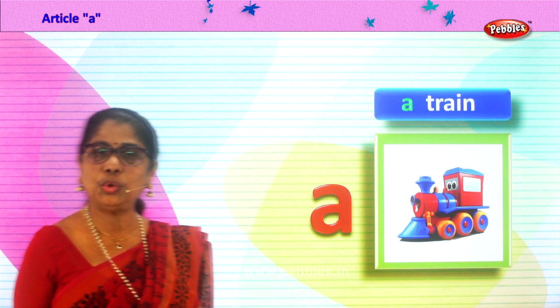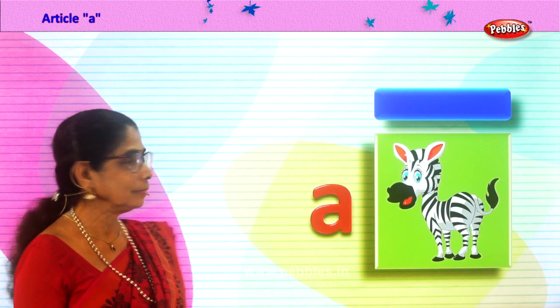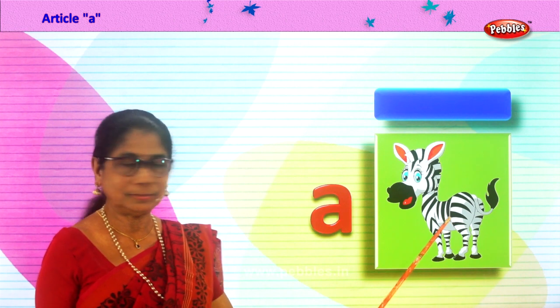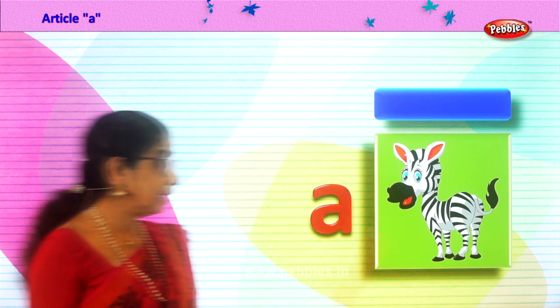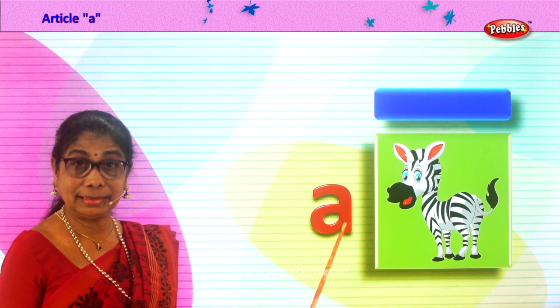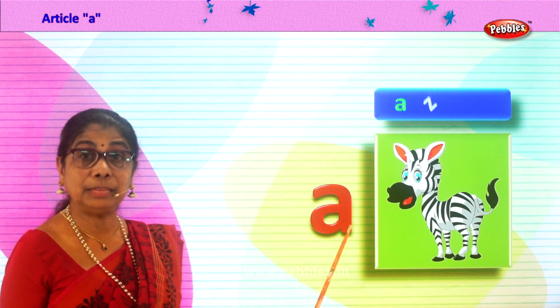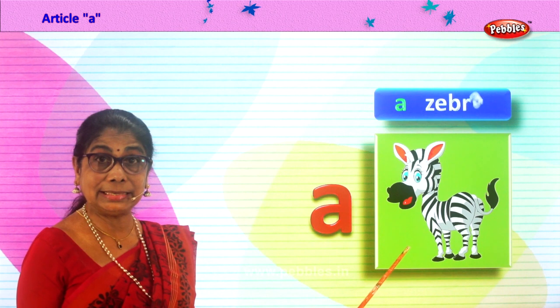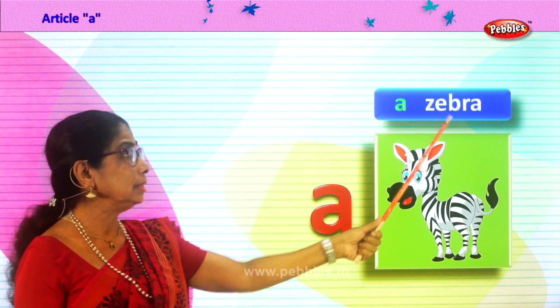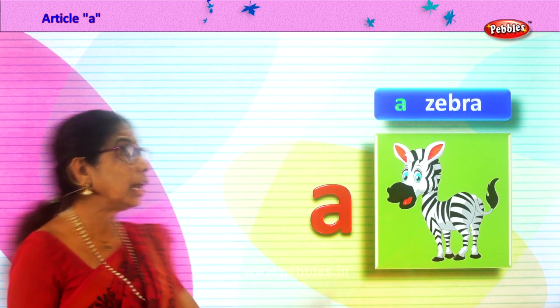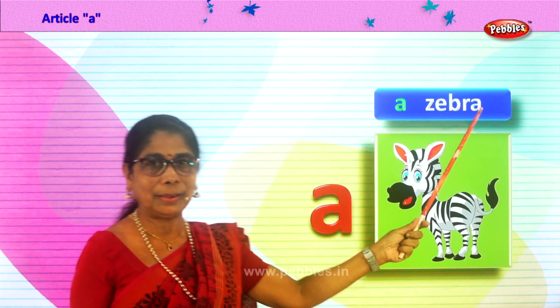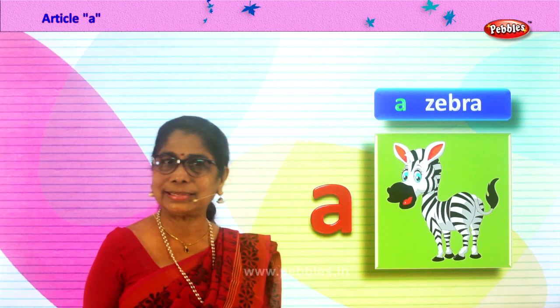Let's go on to a new picture. Zebra. A zebra. Zebra begins with letter Z. So, article A is put in front of consonant Z. A zebra. Z-E-B-R-A. Zebra. A zebra. I'm sure you are enjoying the exercise.